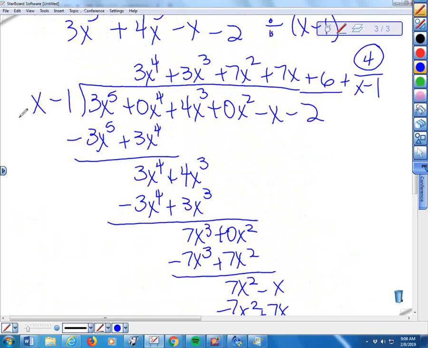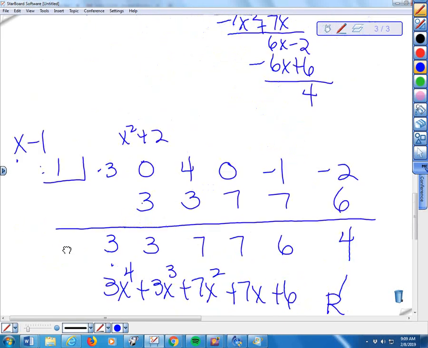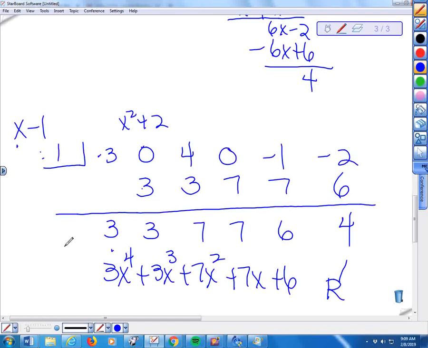3x to the 4th plus 3x cubed plus 7x squared plus 7x plus 6, remainder 4. Mind blown, right?